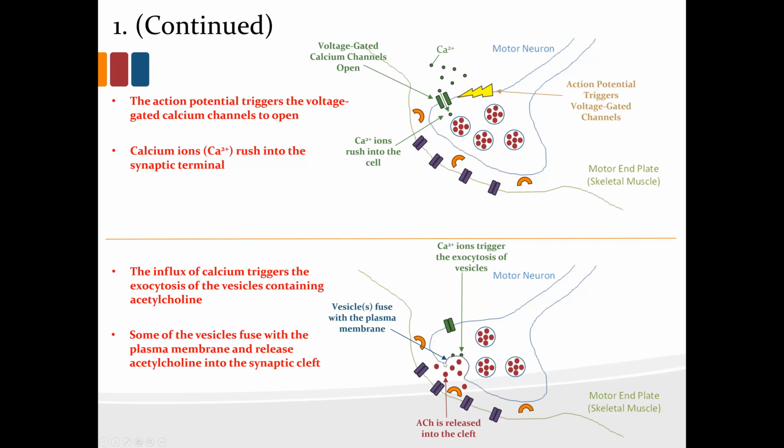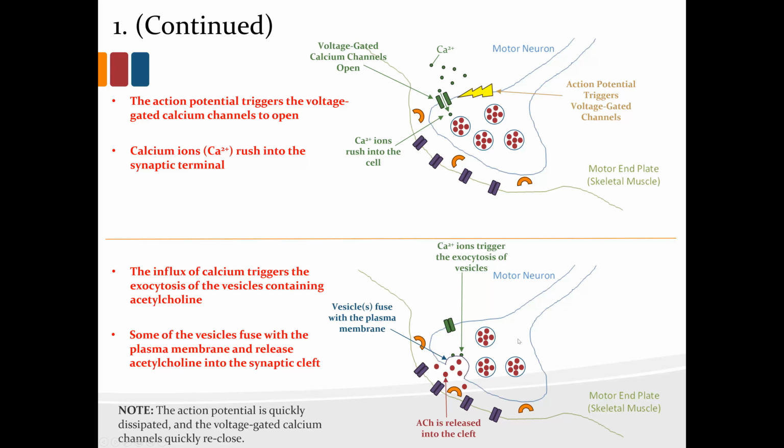So as they fuse, what is inside the vesicle gets put on the outside of the cell. So now acetylcholine is dumped into the synaptic cleft. Note that by the time we've gotten down to this stage, that action potential is gone. It's very brief. Action potentials last just milliseconds. They are very short, very brief.